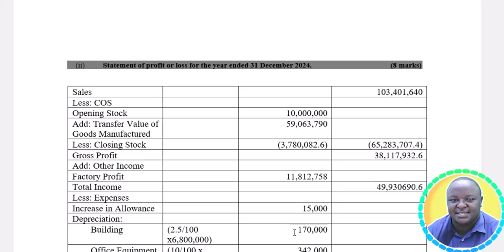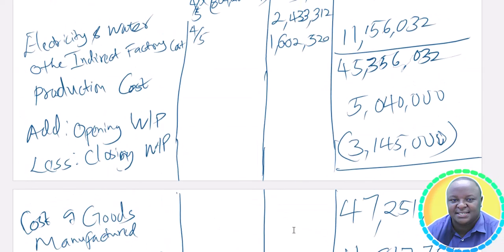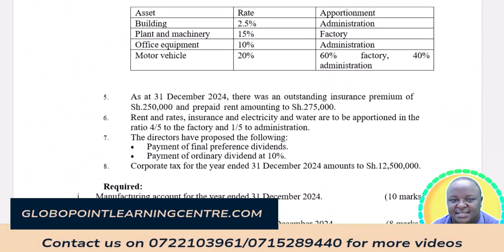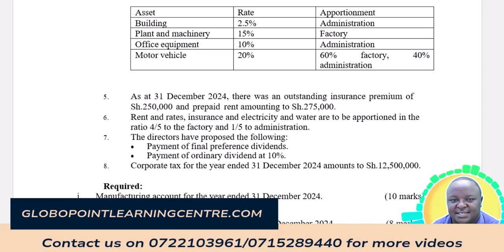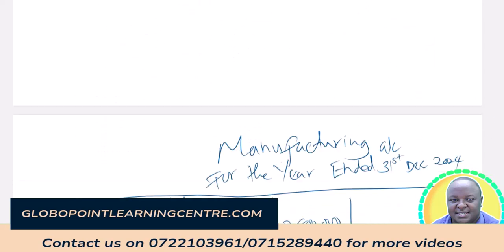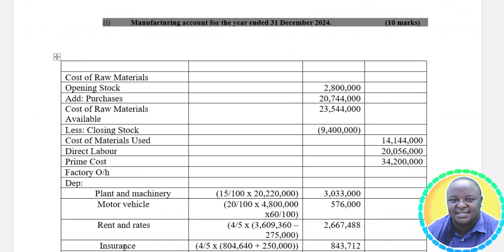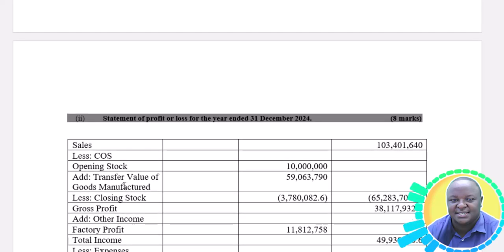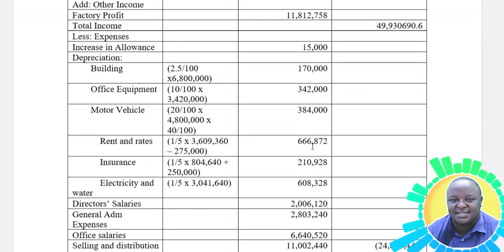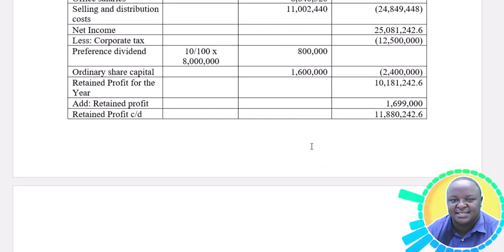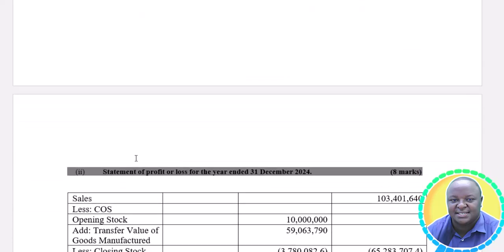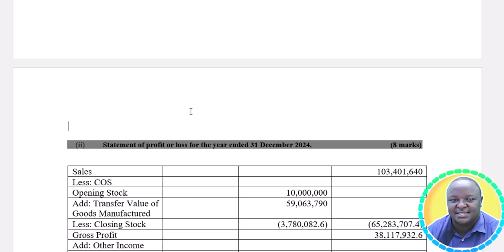Number 2, now we are being told from the question to prepare a statement of profit and loss for the year ended 31st December. So, before I come to the final work, which I've already done, I will want to show how that has been worked on. Let me create space for that.